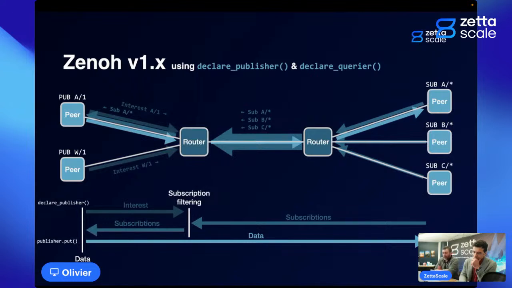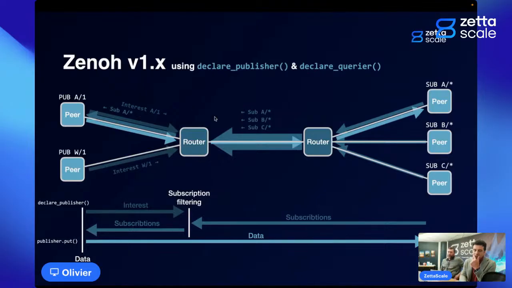So using the declare publisher or declare query operations, when calling those operations, an interest message is sent to the nearest router telling it, okay, I'm interested in the subscriptions matching my publication key expression. And the router replies with only the subscriptions that match this interest.